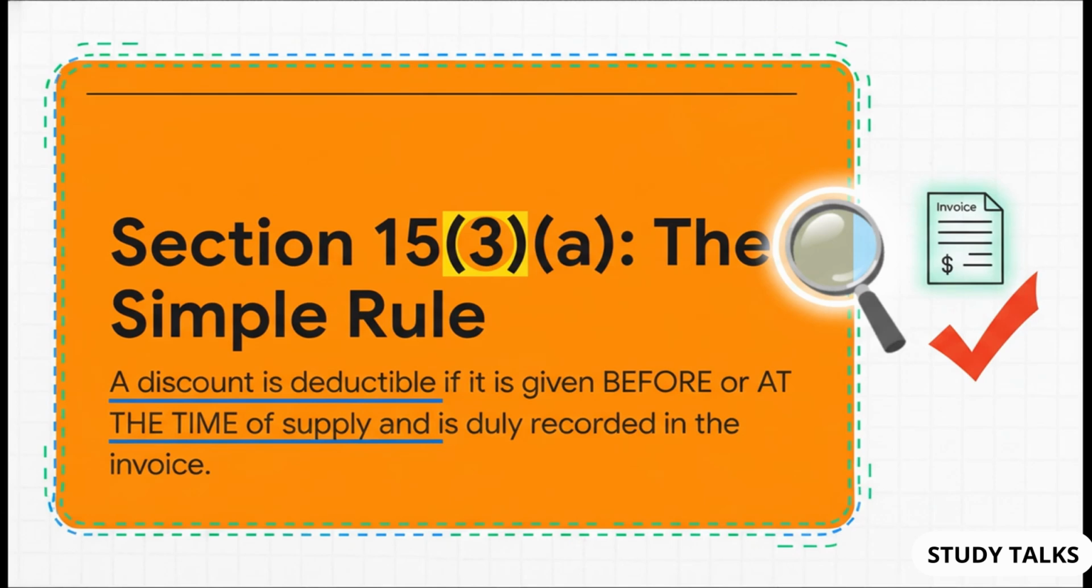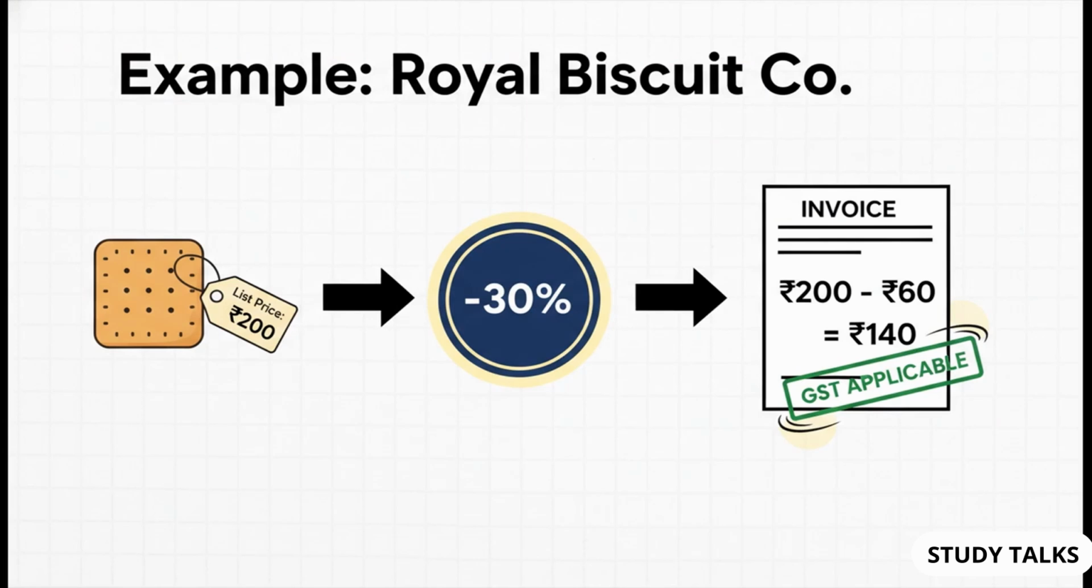No confusion, no complex math. Let's make this real with an example. Take Royal Biscuit Co. The list price for their biscuits is 200 rupees, but they give a 30% discount right there on the invoice. So what's the taxable value? It's the net amount, 140 rupees. Simple, right? GST gets charged on that final 140. This is Section 15.3(a) in action.